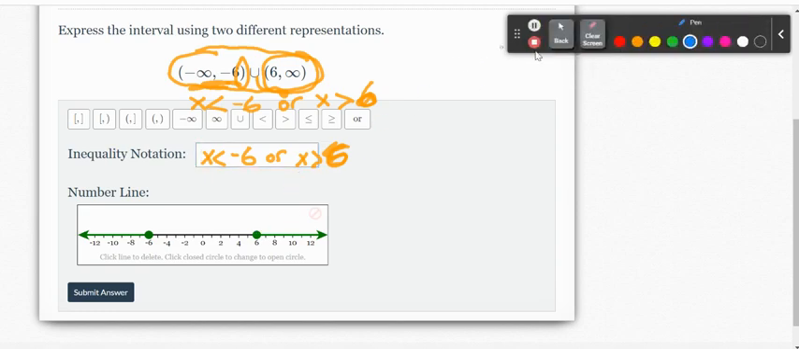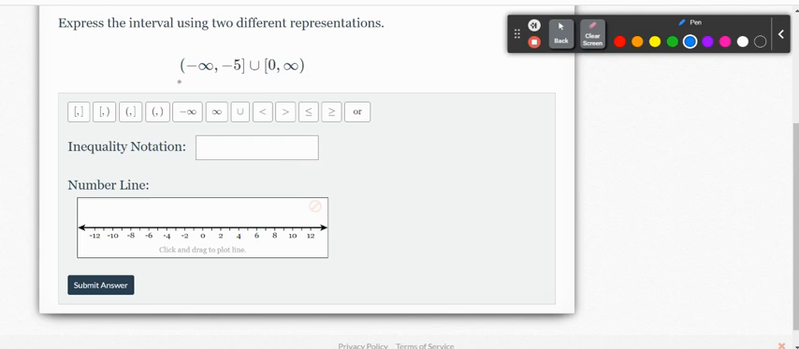And make sure that these dots are open dots, not closed dots, because we just said it was an "or" statement with these alligators that do not have an equal sign underneath them. This was parentheses, not brackets. So make sure you have open dots.